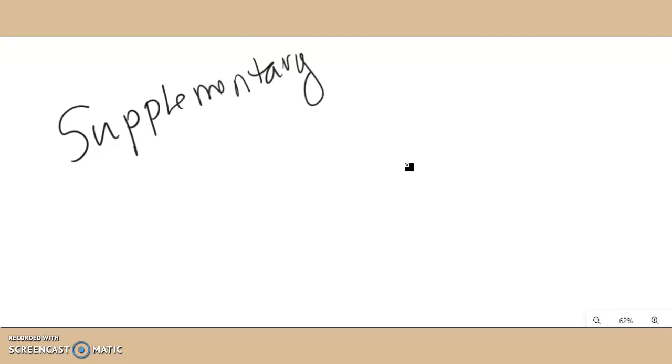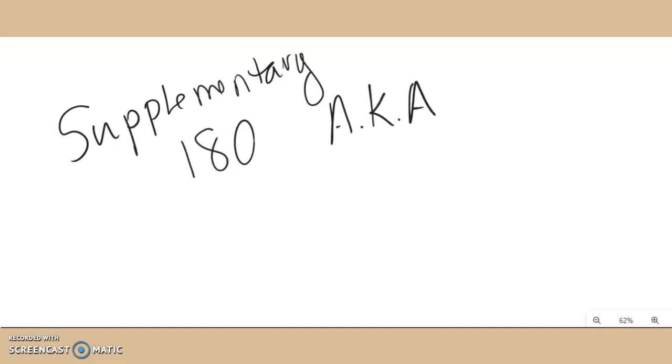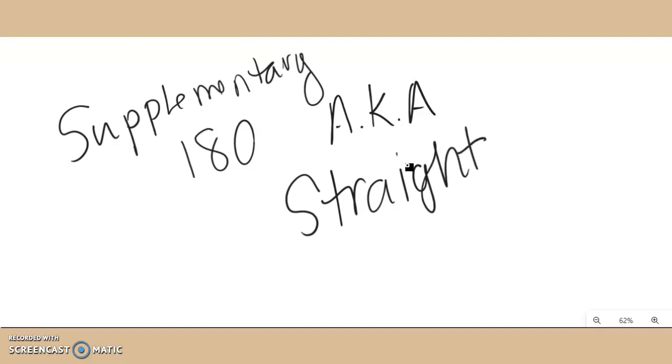We're going to be looking at supplementary angles now. We just got done looking at complementary. Complementary is 90 degrees. Supplementary is 180. So those are also known as straight angles.